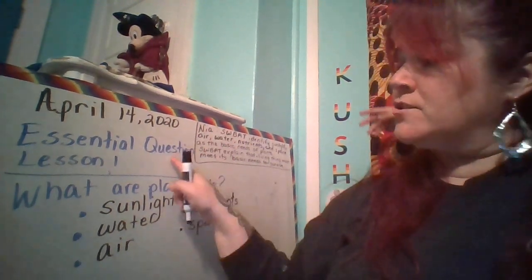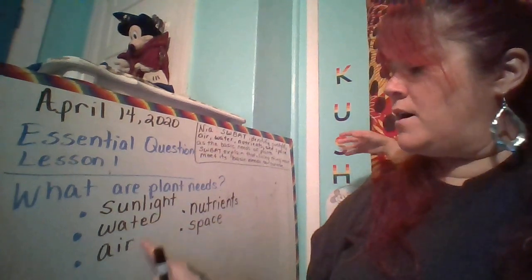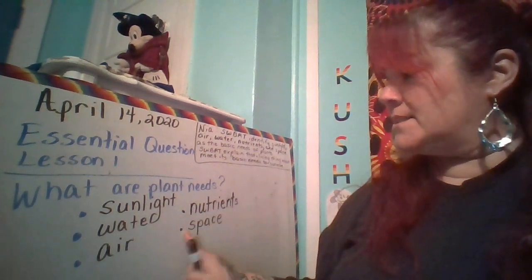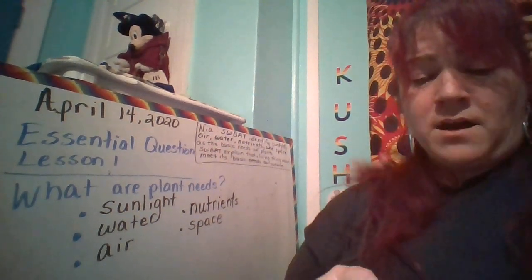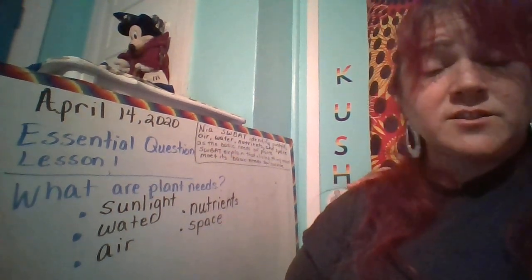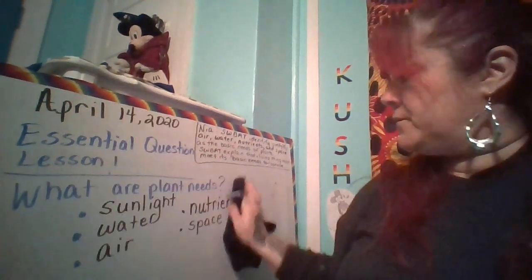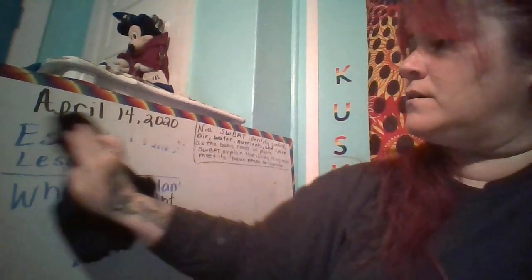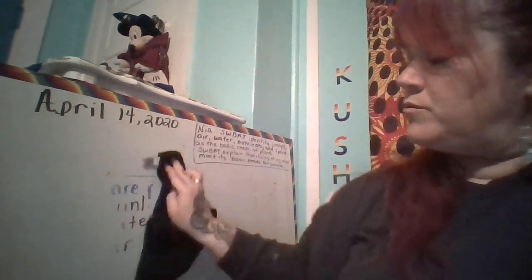So our essential question for lesson 1, what are plant needs? Sunlight, water, air, nutrients, and space. Good job, guys. Now we're going to go to our investigation. So leave your science copybooks open. And what you're going to do is underneath, what my students do is they usually draw a line to show that we're moving on to something else.